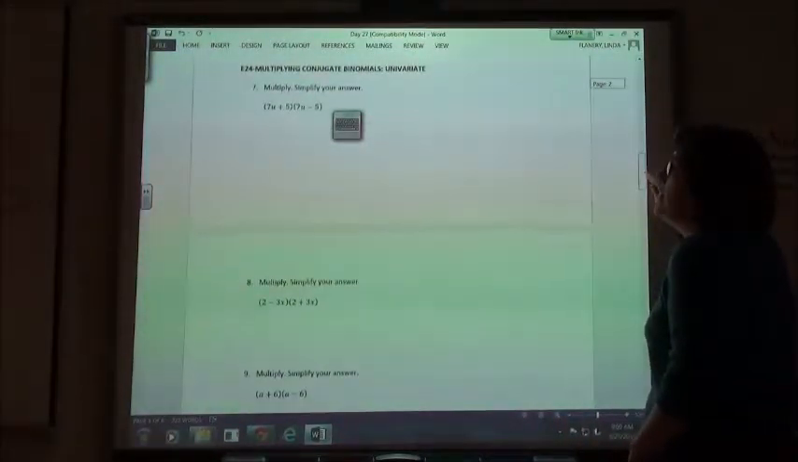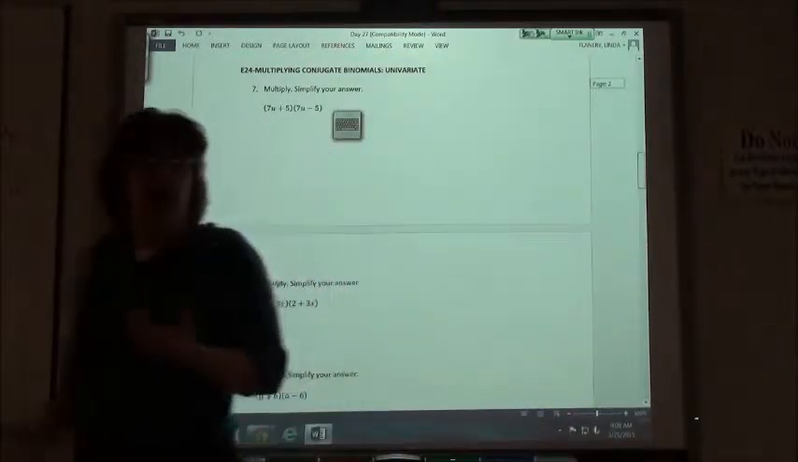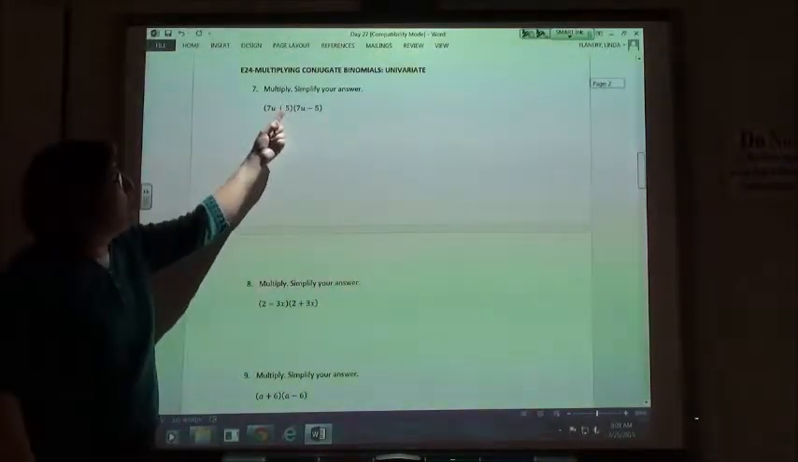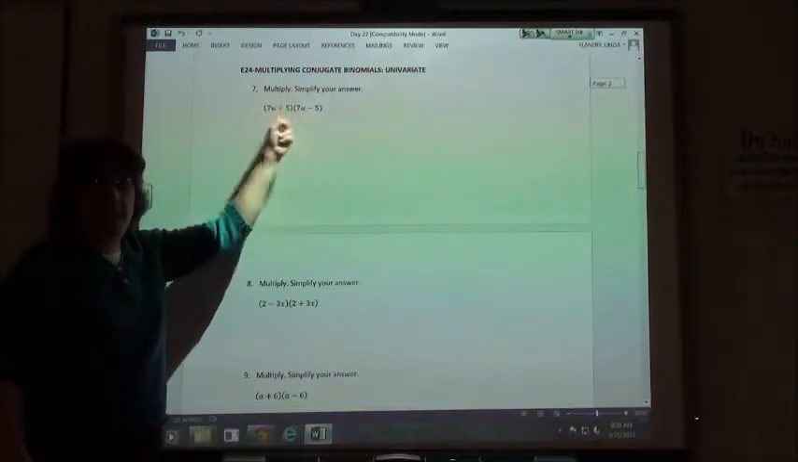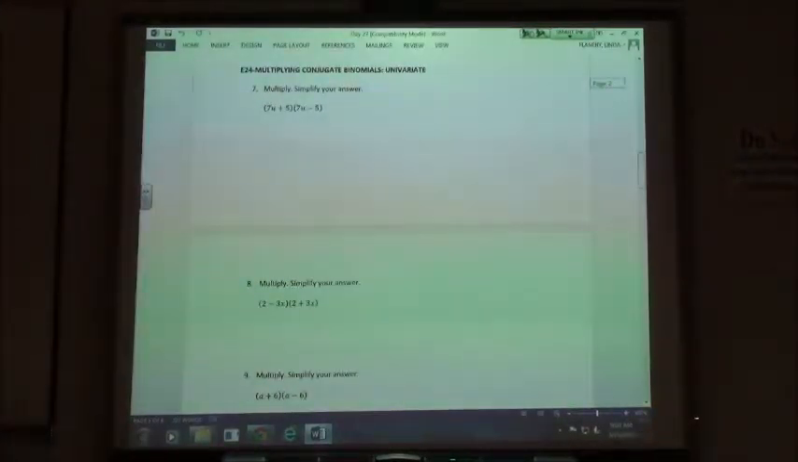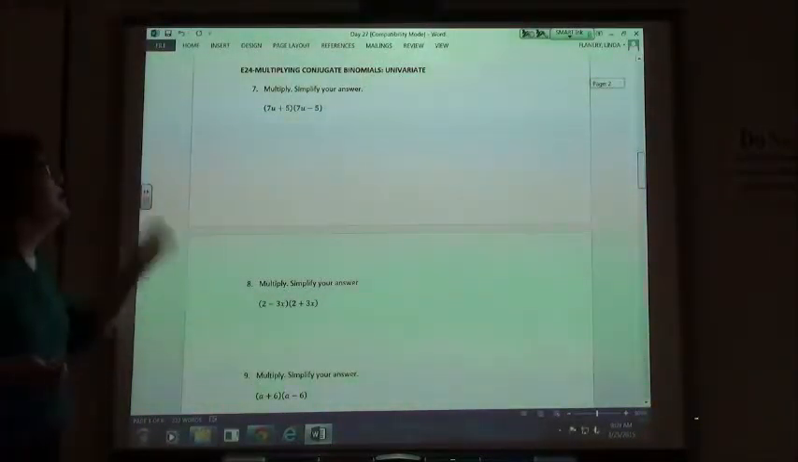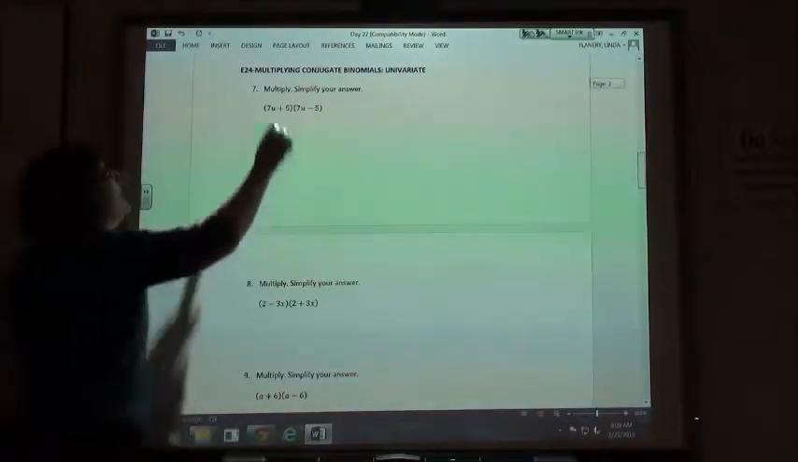Now the next thing, say we are multiplying conjugate binomials. A conjugate means that you have the same terms just with the opposite sign in the middle. And there's a special case that happens when you do that, but we're going to start just by FOILing it out like we normally would, because you might look at it and not recognize that it's a conjugate. So you just do it like you did the rest of them.